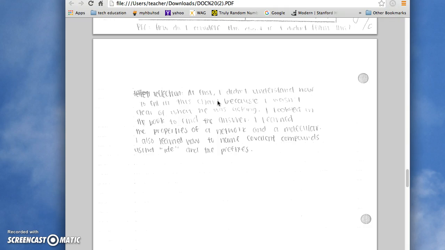I would have said, we looked in the book to find the answer. We learned the properties of a network and a molecular. I also learned how to name the covalent compounds using -ide and the prefixes. So what I like here is that this student reflected on specifically what they learned and were very clear using academic language. And what I don't like is the fact that they didn't reflect on how their group worked or what they got out of these things. So that is what I would be working on with this reflection in the TRF form.